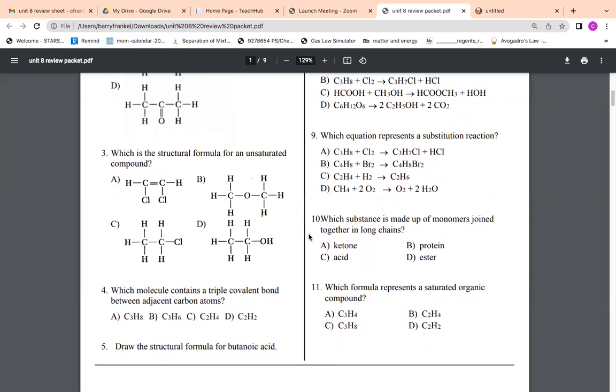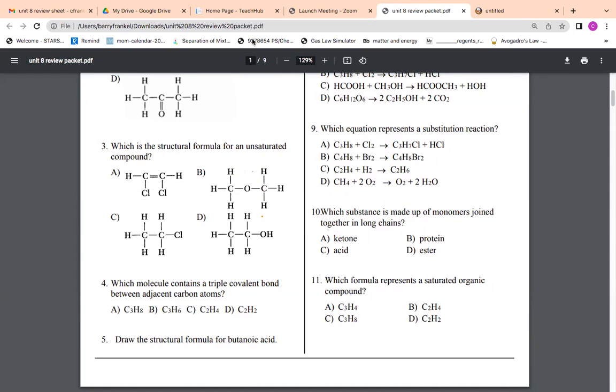Number 9. Which equation represents a substitution reaction? Okay, so substitution. Something to remember about this one. You're always going to start off with an alkane. Alkanes have the general formula CnH2n+2.